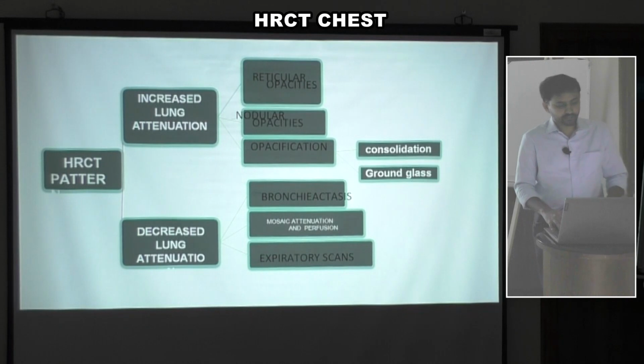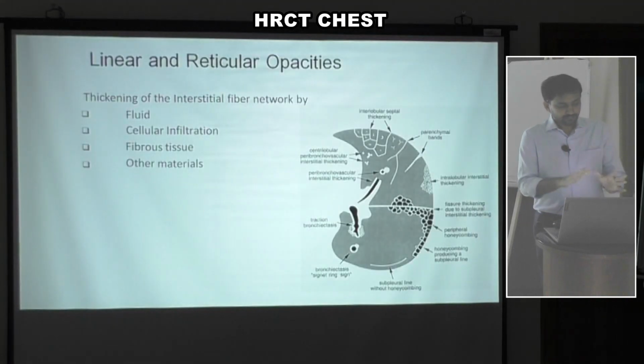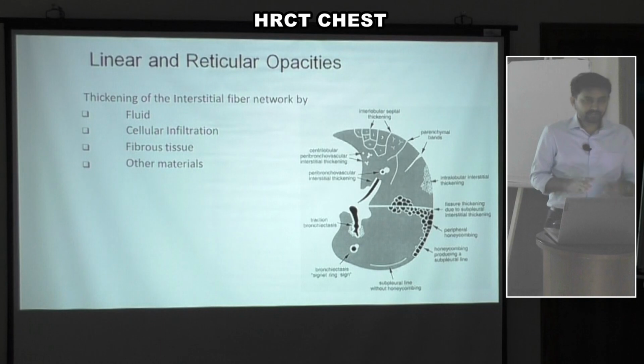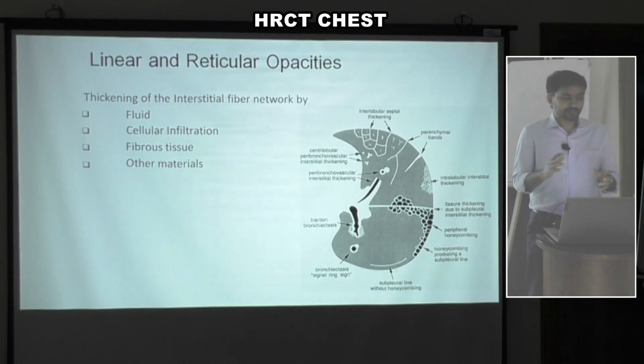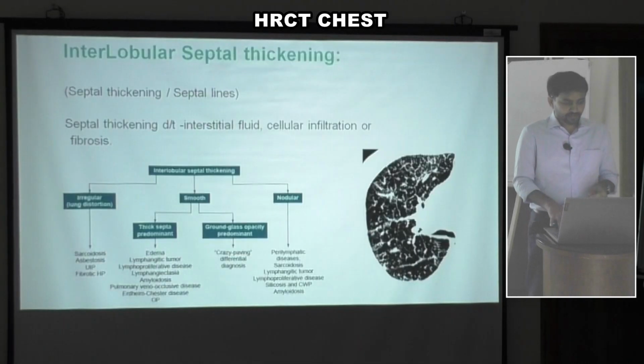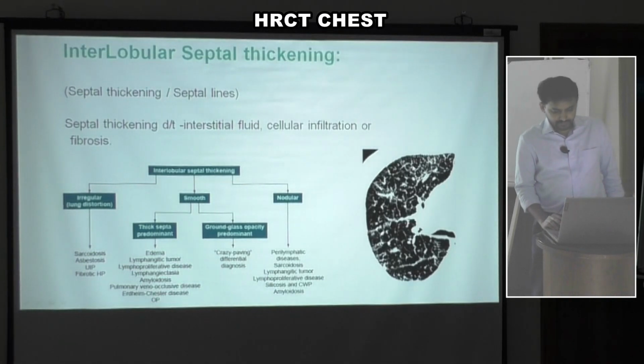So coming to increased lung attenuation, first reticular opacities. The lung is always made up of an interstitial network of fibers. So whenever there is accumulation of some fluid, some cells, some fibrous tissue, and other materials, this interstitium will get thickened and appears as linear and reticular opacities. If you carefully see, these are all the thickened interstitial septal thickening. Based on how the thickening is, some disease conditions will be there.